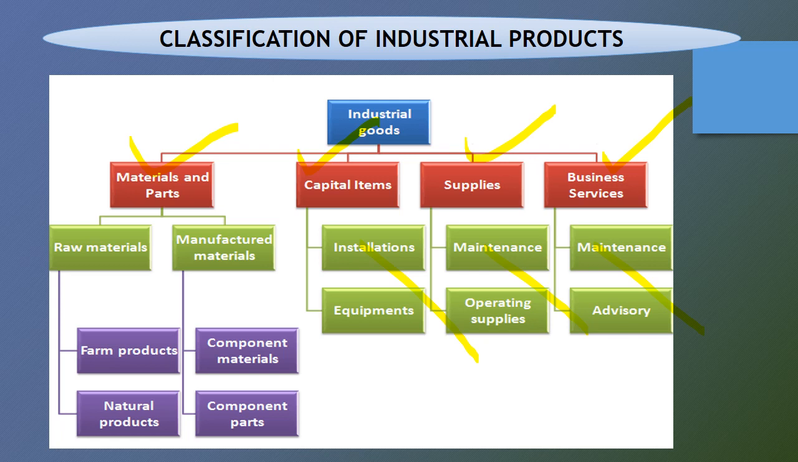What are industrial goods? They are only used for industrial process purposes, where you manufacture and convert the raw material into the finished product. We are not talking about consumable goods. These are mainly industrial goods, but here also there are certain things that you can actually consume, like sugarcane. Sugarcane is converted into sugar. So: materials and parts, capital items, supplies and business services. Even if you don't learn everything, please ensure you learn what comes here.